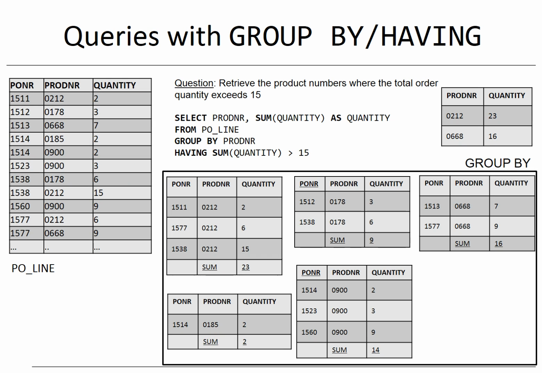Here you can again see how this query works. First, groups are made based upon the product number. The having sum quantity bigger than 15 clause then calculates the sum of the quantities within each group, and if this is bigger than 15, the product number and quantity will be reported in the output.